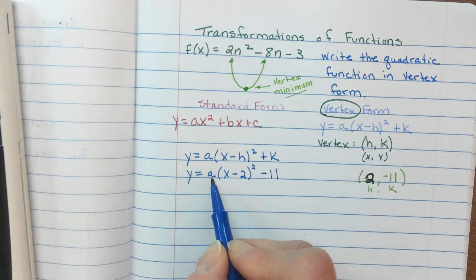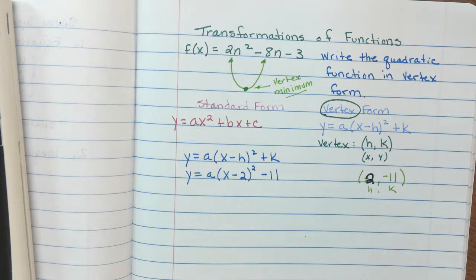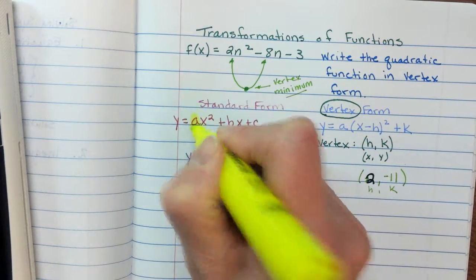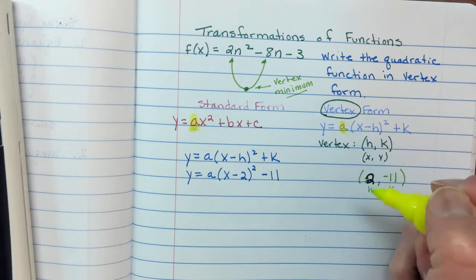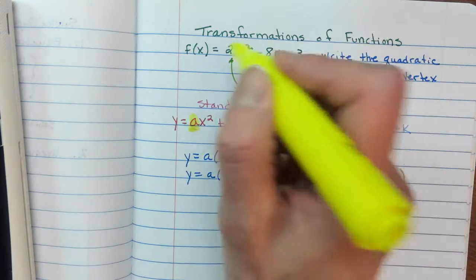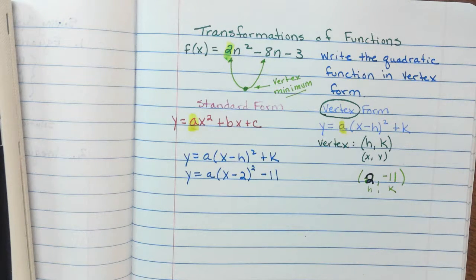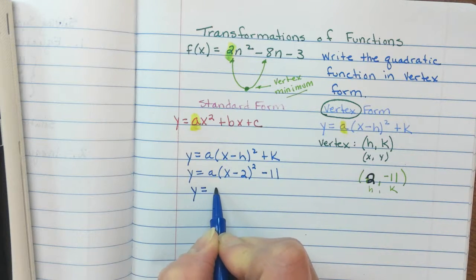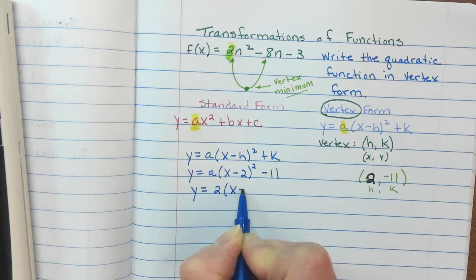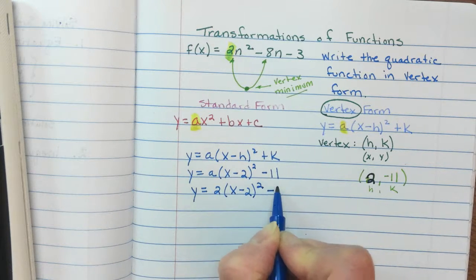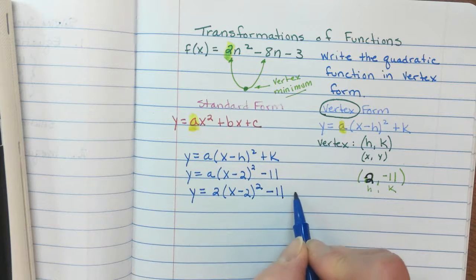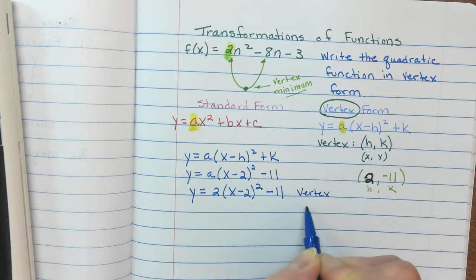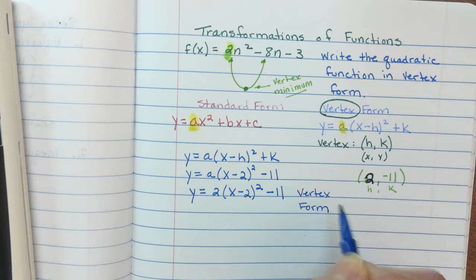So now I need to figure out what my A is. And this is actually pretty easy. We really don't have to do any math here. So my A in standard form is the same as my A in vertex form. So what's my A? My A is 2. So that means then that my equation is y is equal to 2 times x minus 2 squared minus 11. So this here is in vertex form. And I'm done.